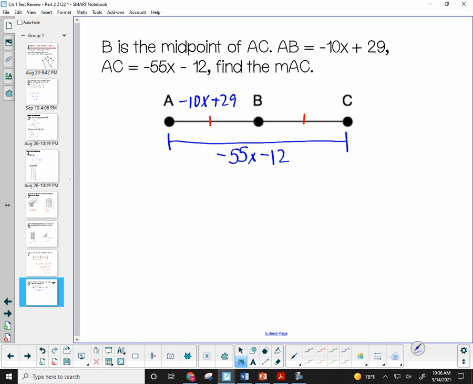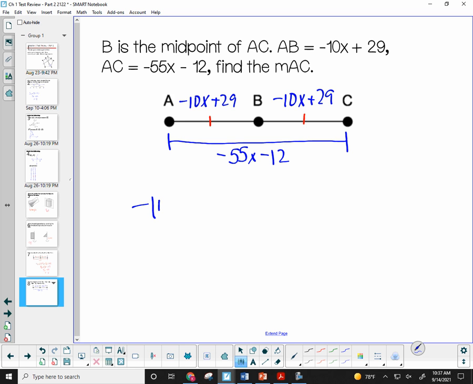Okay, so are these two expressions equal to each other? No, because this negative 10x plus 29 only goes from A to B. But because we know B to C and A to B are the same length, I can use the same expression. So you can either add them together or you can multiply by 2. You can multiply by half, but then I'm dealing with decimals, and honestly, that's just more opportunity for error. Right? If you can avoid decimals, try to do that.